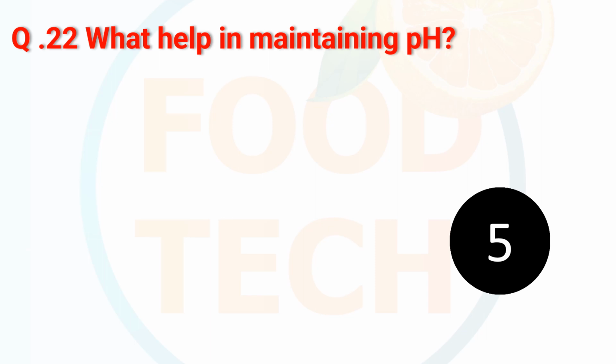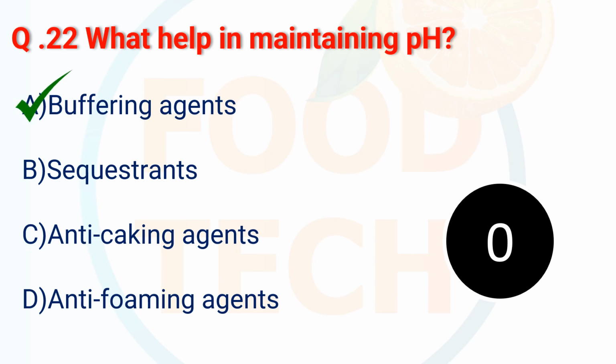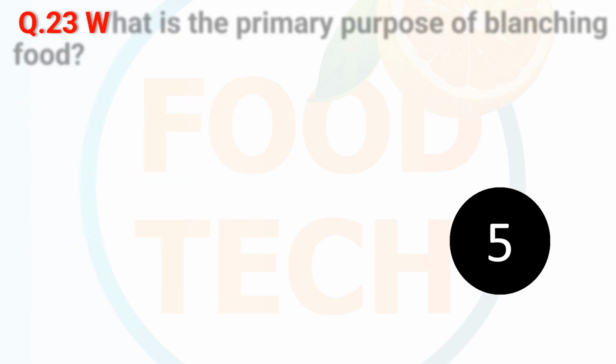Question 22. What helps in maintaining the pH? A. Buffering agent, B. Sequestration, C. Anti-caking agent, D. Anti-foaming agent. The answer is A. Buffering agent.